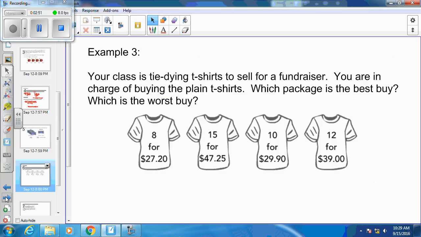Our next example: your class is tie-dyeing t-shirts to sell for a fundraiser. You are in charge of buying the plain t-shirts. Which package is the best buy and which package is the worst buy? So the first thing you're going to have to do is find the unit price for each of the 4 shirts. So I'm going to let you do that right now.